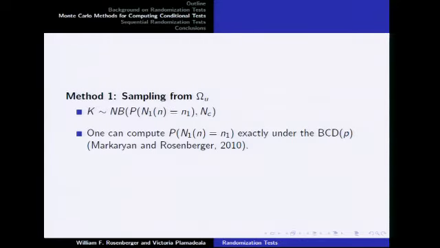You can show that this would be a negative binomial with the probability that n1 equals little n1 and the conditional sample size. And you can compute this exactly under the biased coin design. It's not particularly easy.